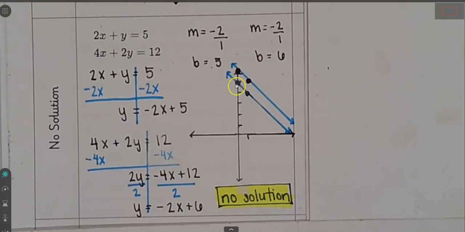So my first line intersects the y-axis at 5. From here I'm going to go down 2 over 1. This one intersects at 6, goes down 2 over 1, and you have another line. So they don't intersect, therefore the answer is no solution. Are there any questions?